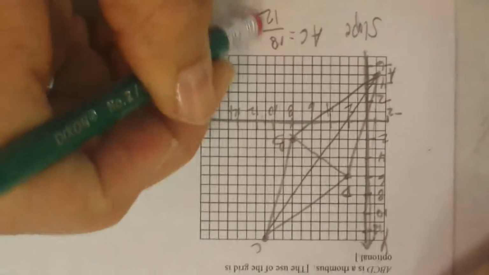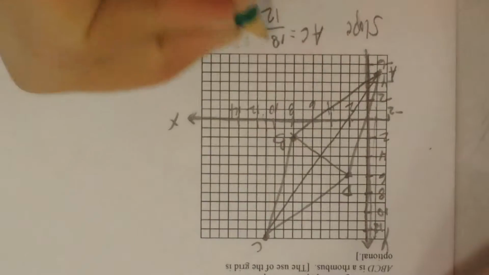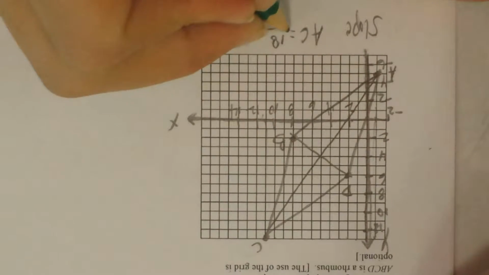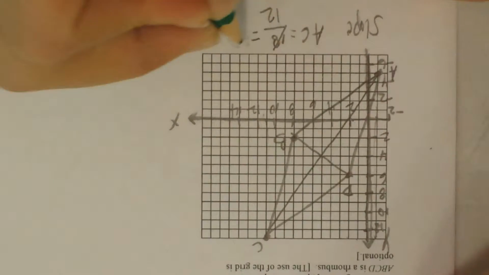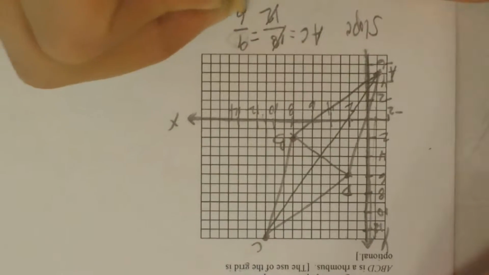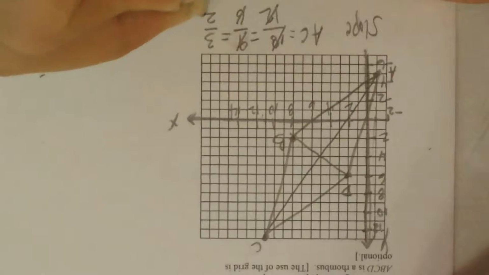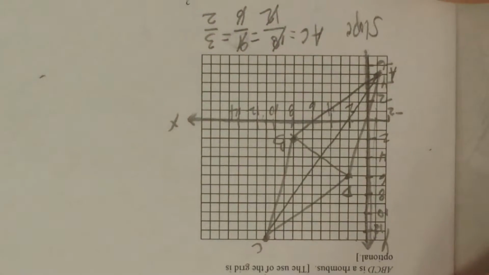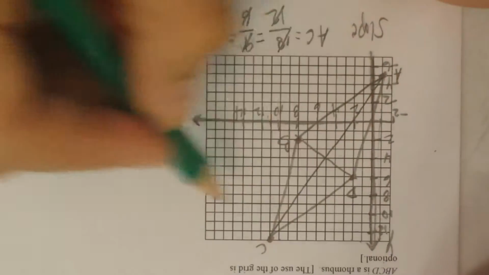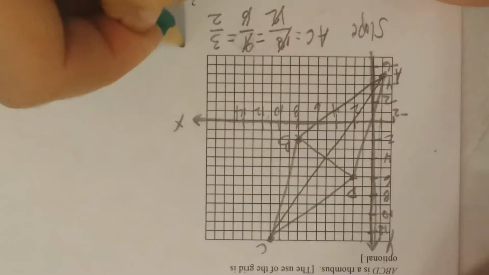All right, so let's simplify that. Let's divide by 2, I guess, get 9. Divide by 2, get 6. Divide by 3, get 3. Divide by 3, get 2. So it simplifies to 3 over 2. All right, then you look at the slope from B and D.